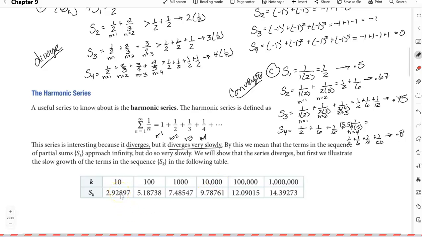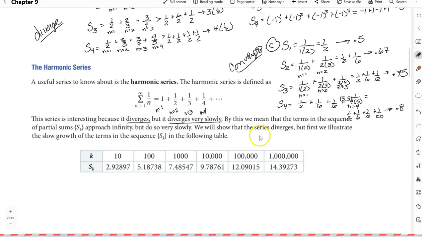So if we were to plug this in Excel, let's say we looked at the first 10 terms, then we could find that partial sum and we would get about 2.9. If we looked at the first 100 terms, everything is going to grow slightly, but it's going to grow really slowly because you're always adding something super small to it. So this is going to go to about 5.19. The first 1,000 terms goes to about 7.49. So it's growing, but it's growing at a really slow rate because we're adding something so small.